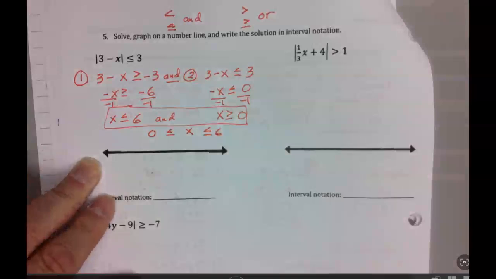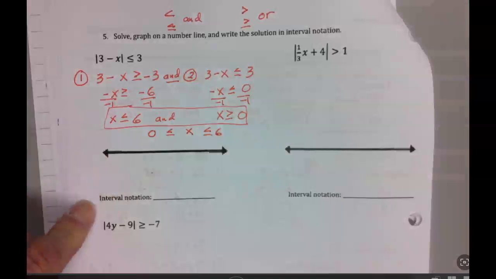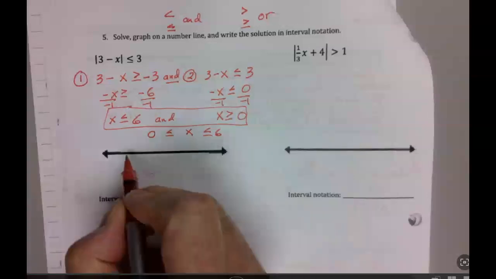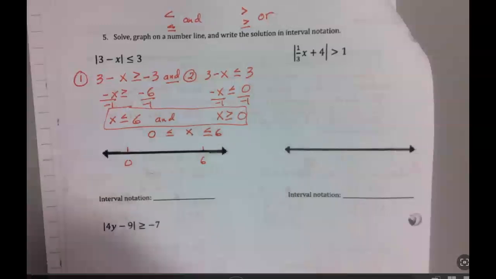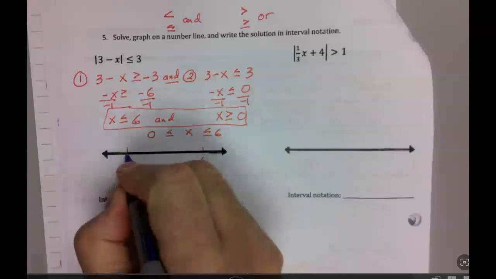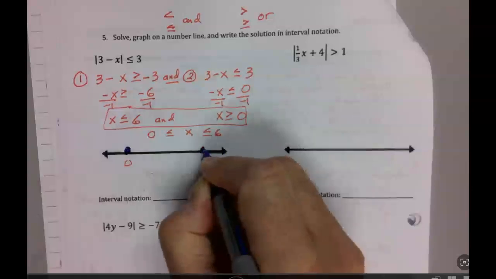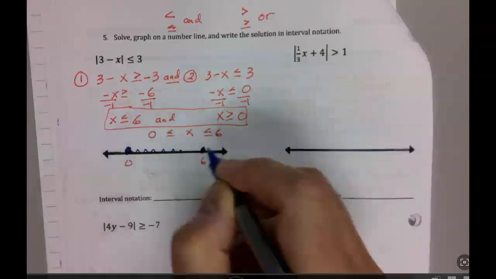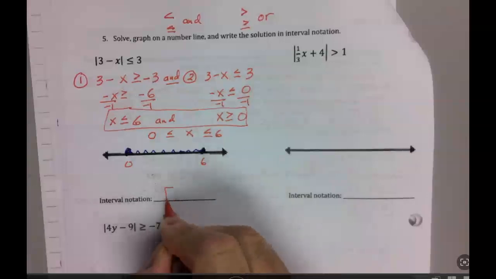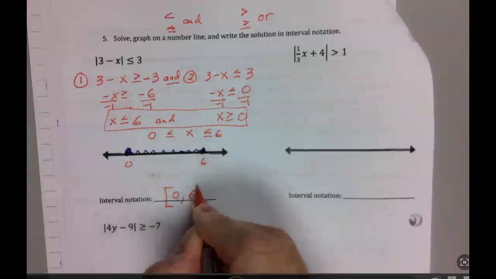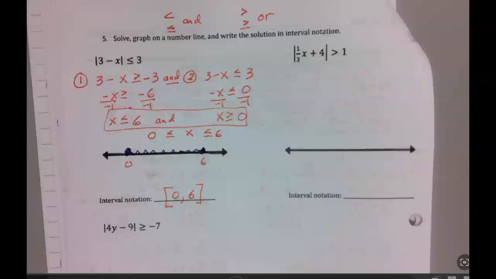On the number line. Why do I do that? Because then it makes it easy to write your interval notation, correct? Because interval notation is always left to right. So then I'm going to go 0 here, 6 here. It's got an equal sign, which means closed circle, correct? Everybody awake? Closed circle, and connect. And then my interval notation, it's a bounded solution, which means infinity is not involved. So I have 0 to 6. Both of them are included.